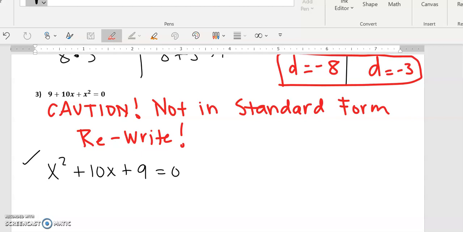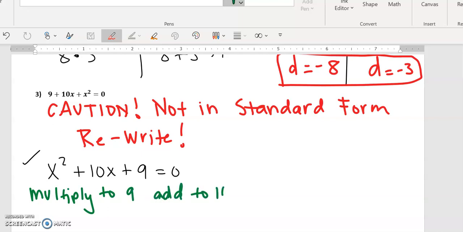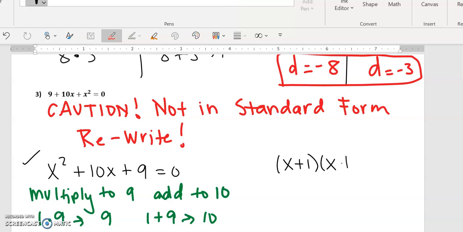We can factor. What multiplies to 9 and adds to 10? I'm going to have to go with 1 times 9 is 9, and 1 plus 9 is 10. So our numbers are 1 and 9. We'll put it in standard form. x plus 1 and x plus 9, and you can put the 9 first and the 1 second, it doesn't matter.